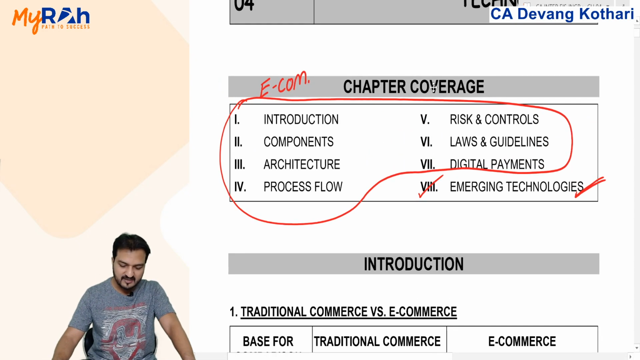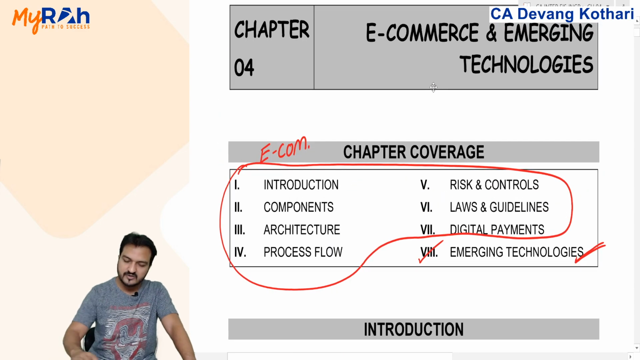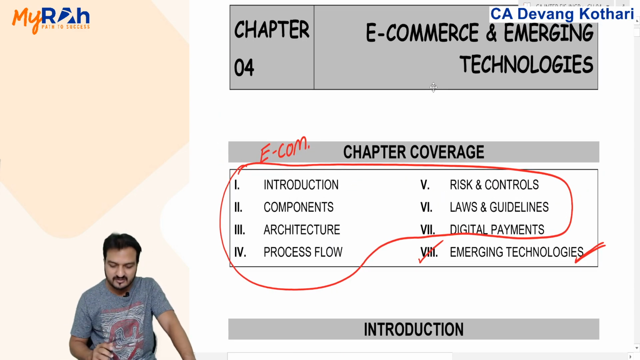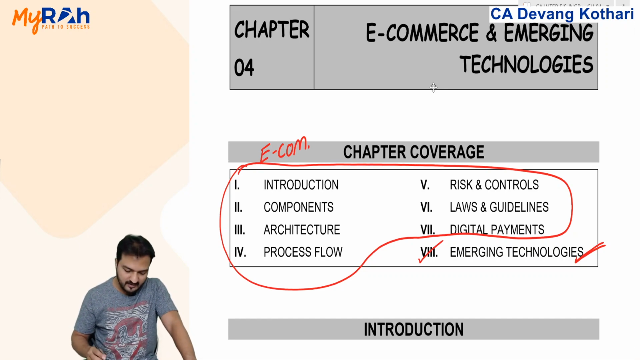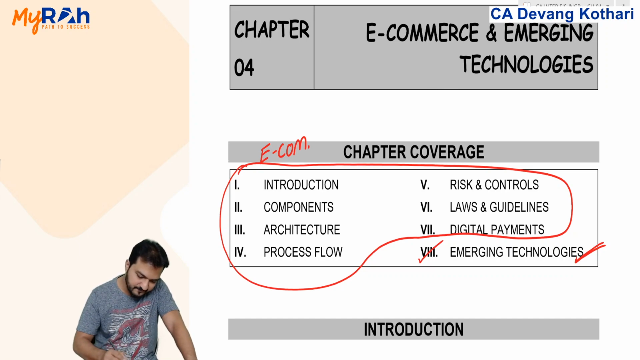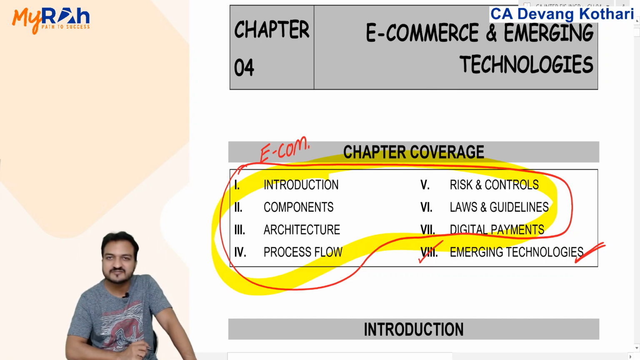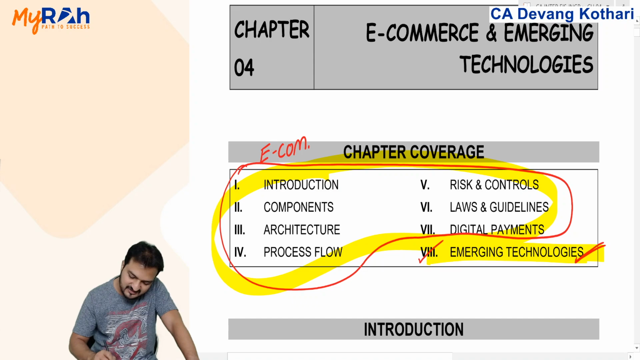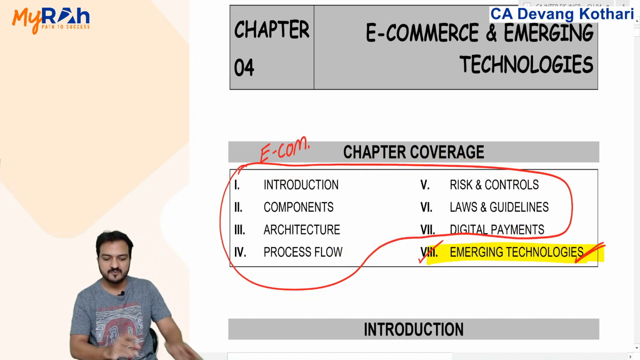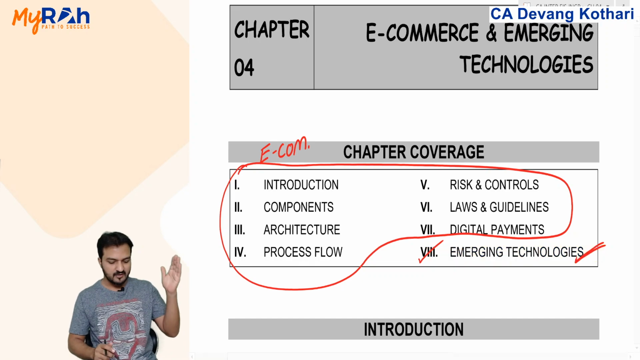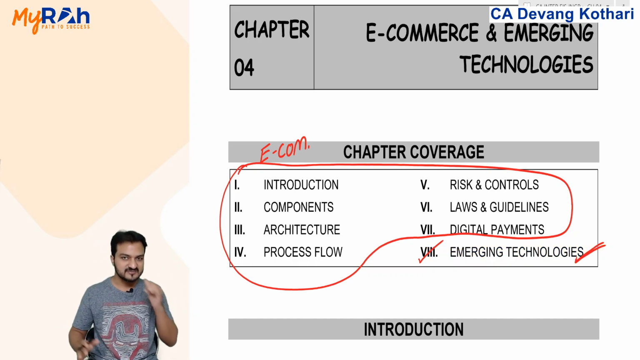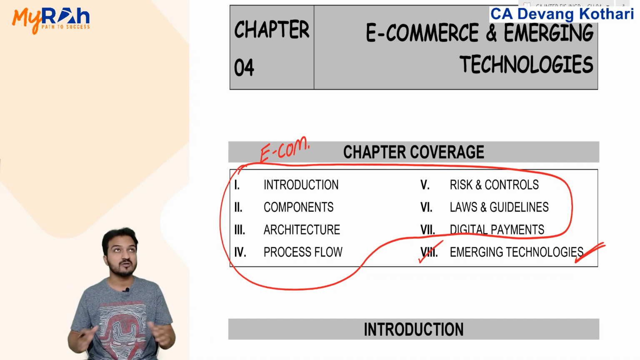Now this chapter, as per the name, has coverage of two things: e-commerce and emerging technologies. When we had learnt the chapter, you had all these topics in the chapter, out of which these first 7 topics I had covered under the part of e-commerce, and the last one, emerging technologies, was the second part. So I split the chapter in two parts. One is e-commerce and other is emerging technologies. Emerging technologies is the more important part. E-commerce is a little less important part.